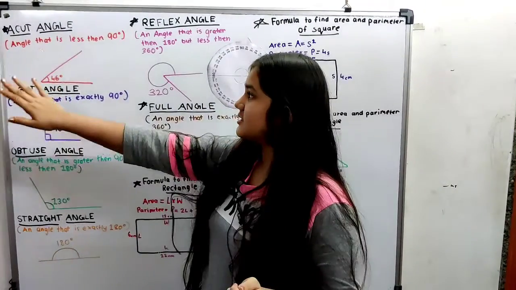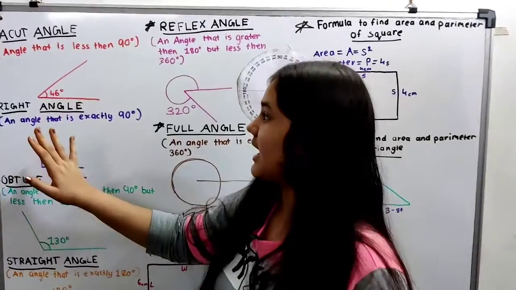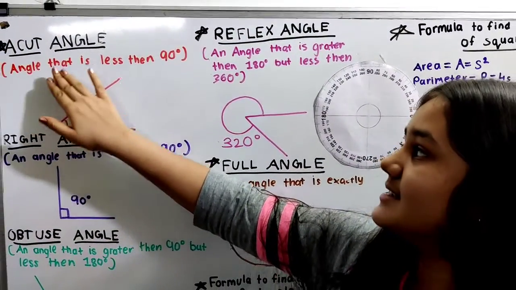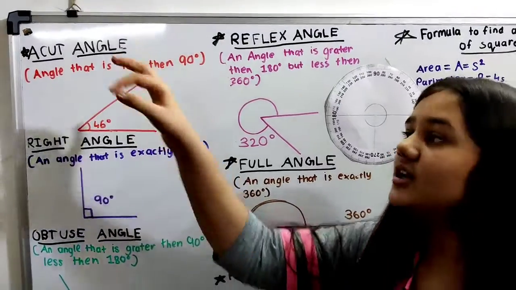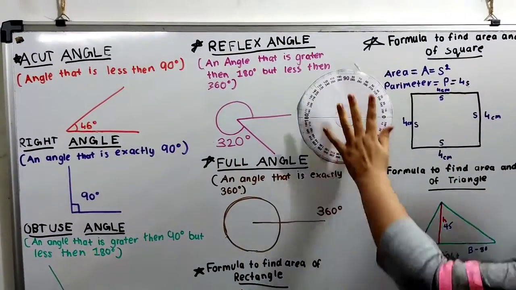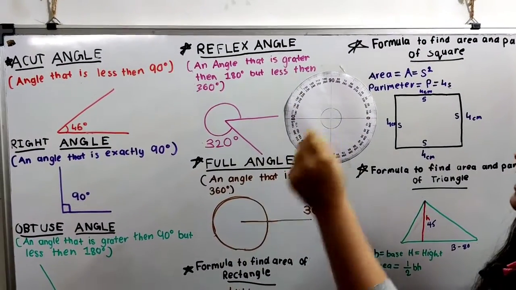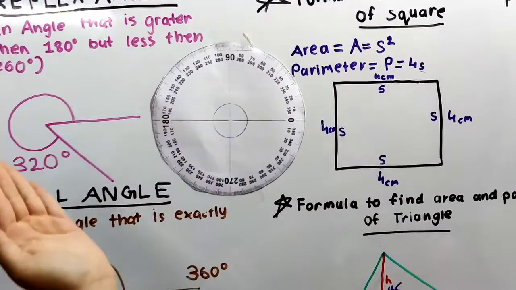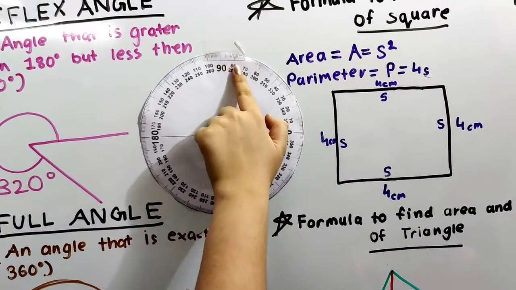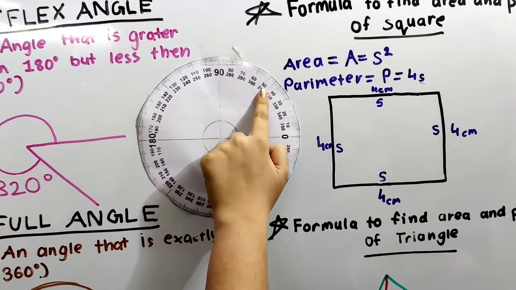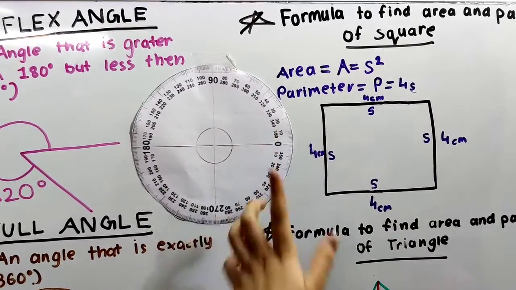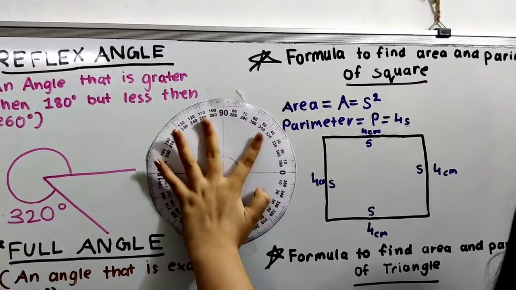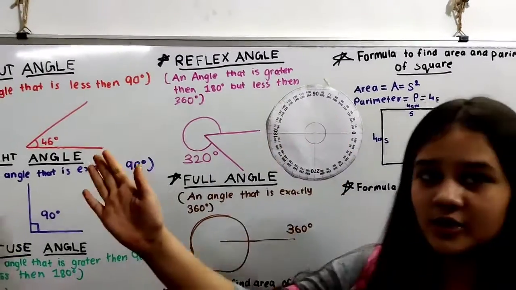First, let's start with the angles. What type of angle do we have here? One is the acute angle. An angle that is less than 90 degrees is called an acute angle. Over here I have a protractor and I can show you an angle which is less than 90 degrees. We have 80, 70, 60, 50, 40, 30, 20 and 10. Over here I have taken 46, so around here we have our angle. That's called the acute angle.